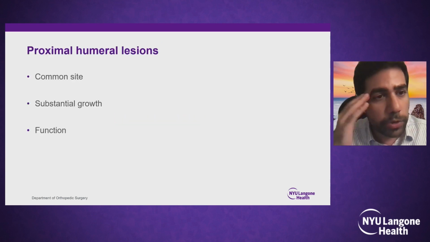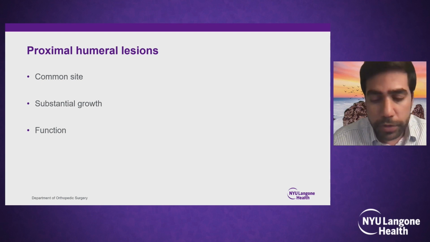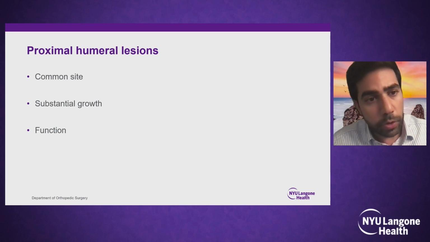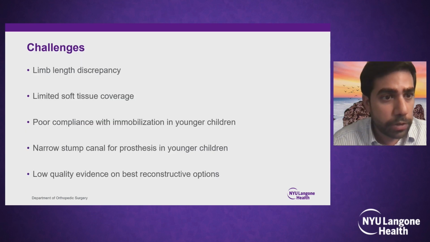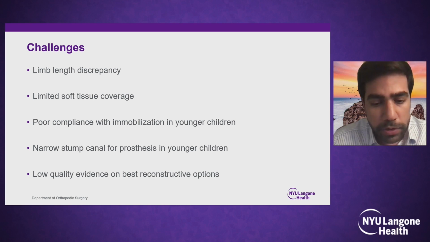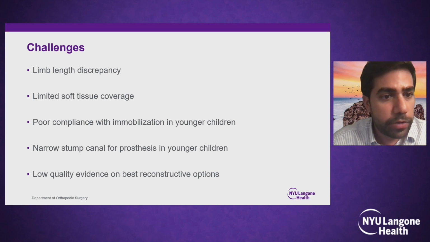So for the proximal humerus, it's one of the more common sites. It's an area of substantial growth in the humerus. Most of the growth comes from the proximal humerus, and it's essential for function in patients. The challenge is developing a limb length discrepancy because of that growth, limited soft tissue coverage around the humerus, and poor compliance with immobilization in young patients. Also, if you resect the tumor in the proximal humerus, the stump of the canal is pretty narrow, so trying to put in an implant with a stem is very difficult, so you have to find more creative options there. And there's not much evidence because these things overall are rare.